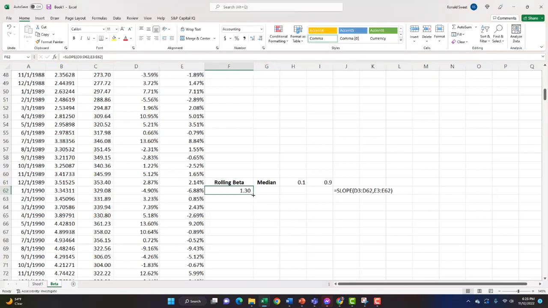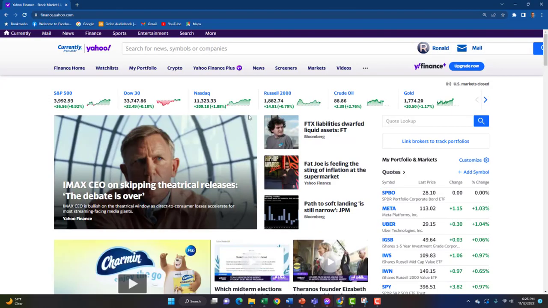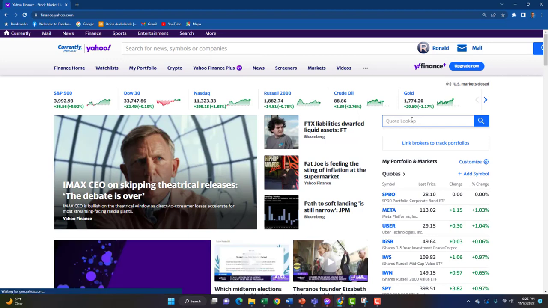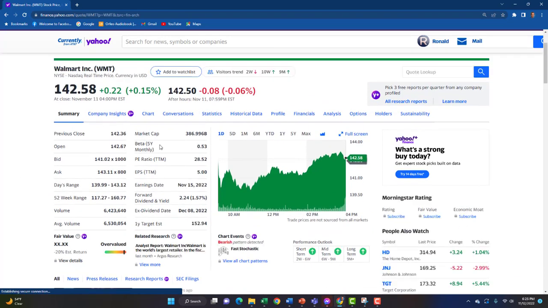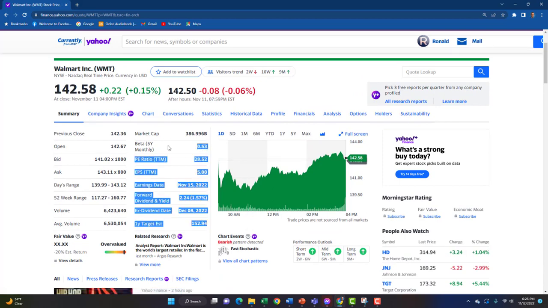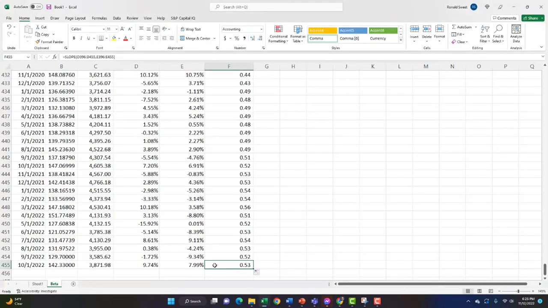So rolling beta down, copy this down. This gives us betas for every 5-year period ending for each one of these dates. If I do Control down, I see that the very last one is 0.53. If I go back to Yahoo Finance and put Walmart in, I'll look at that last beta for Walmart, the one that's shown on Yahoo Finance. For the last 5 years, they show it as 0.53, and that's the same as what I have. And those should be the same or very close.